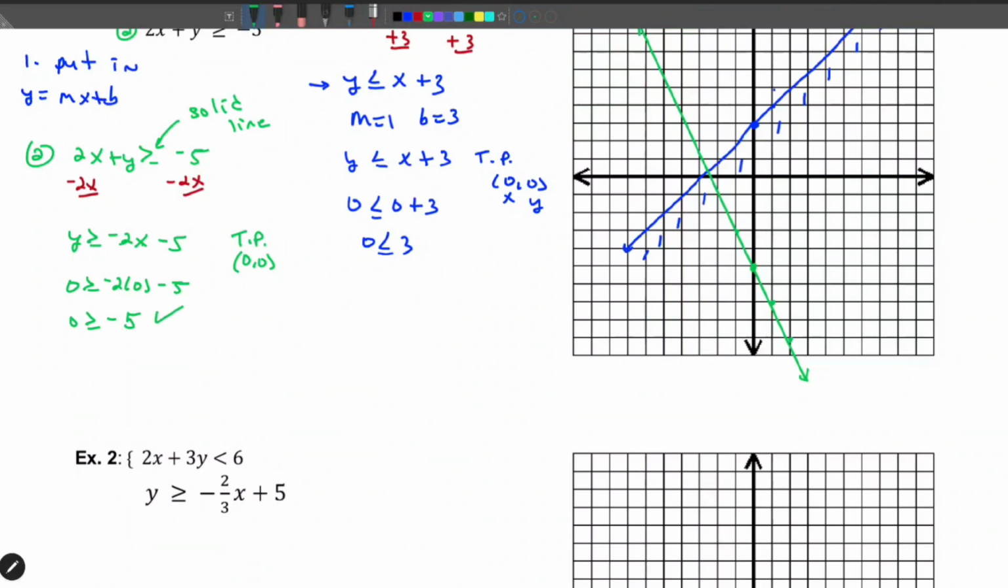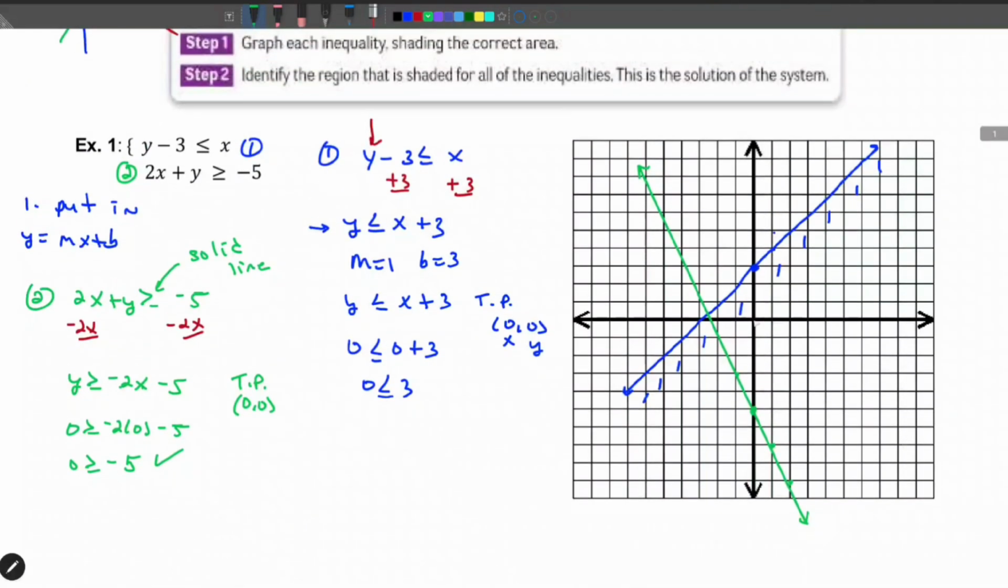And that also gives us a true statement. So what that means is, here's my test point, making it giant just to make sure you can see it. There's my test point. My test point was true, so I'm shading on the same side of the line as that test point. The thing that I want you to remember is our solution set is where my shading overlaps.